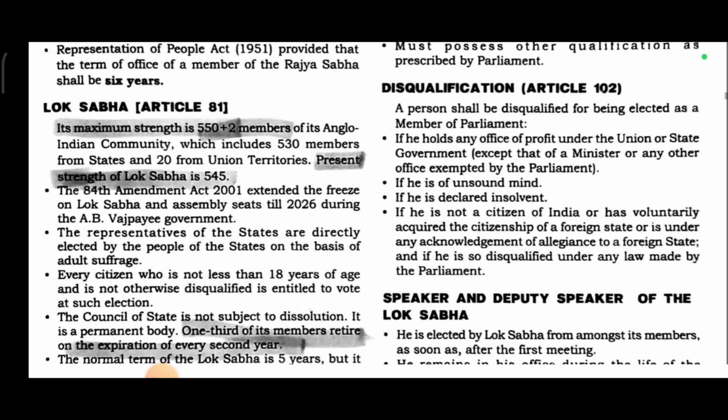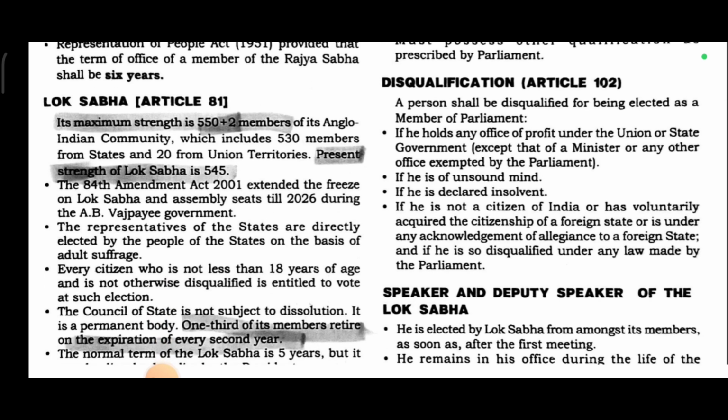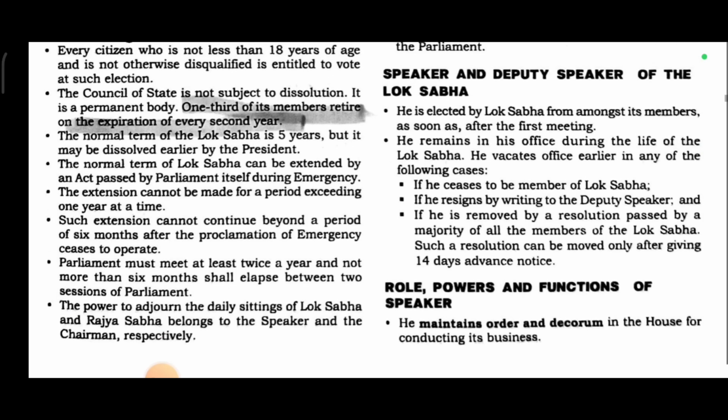Qualification, Article 102. A person shall be disqualified for being elected as a member of Parliament if he holds any office of profit under the Union or state government, if he is of unsound mind, if he is declared insolvent, if he is not a citizen of India or has voluntarily acquired the citizenship of a foreign state or is under any acknowledgement of allegiance to a foreign state, and if he is so disqualified under any law made by the Parliament.